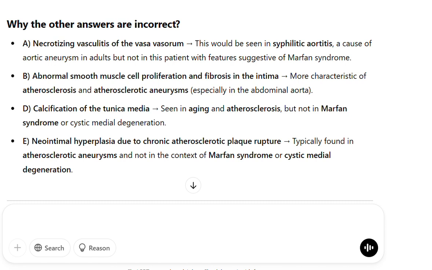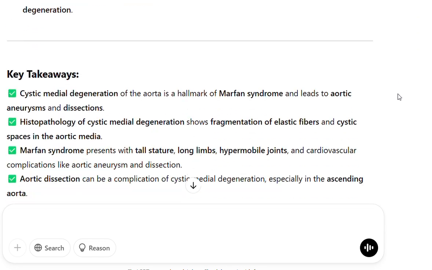the abdominal aorta. D. Calcification of the tunica media, seen in aging and atherosclerosis, but not in Marfan syndrome or cystic medial degeneration. E. Neointimal hyperplasia due to chronic atherosclerotic plaque rupture, typically found in atherosclerotic aneurysms and not in the context of Marfan syndrome or cystic medial degeneration.